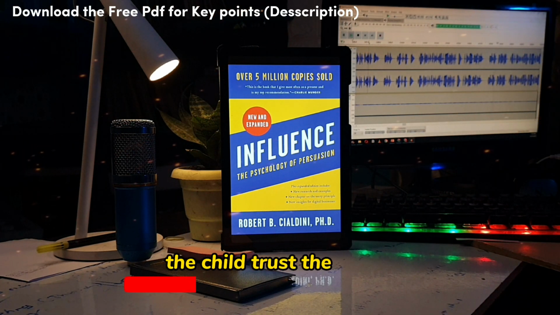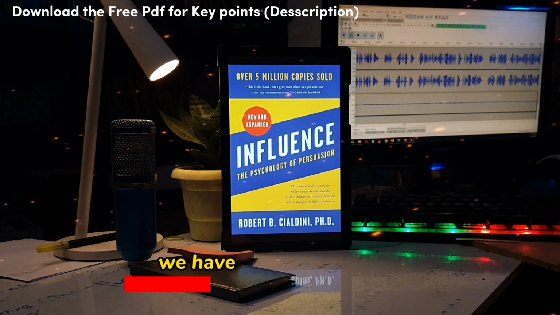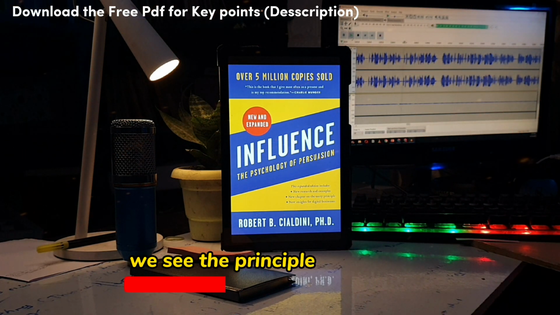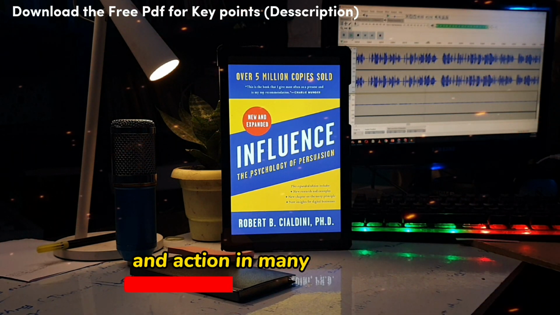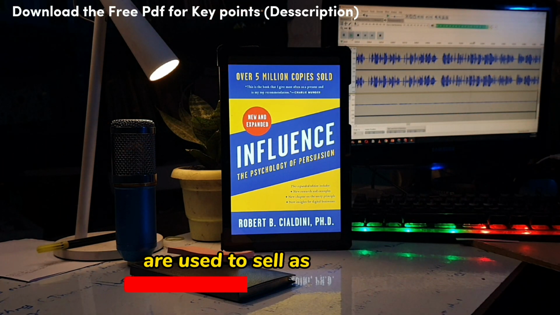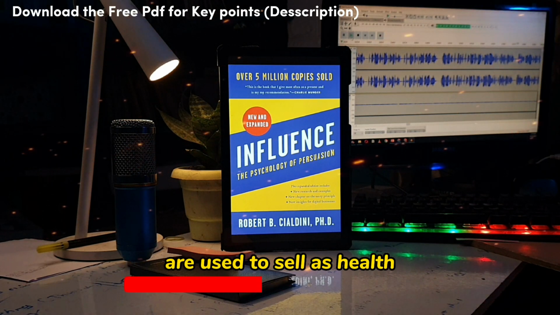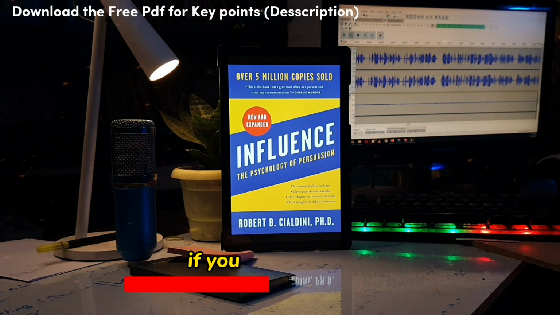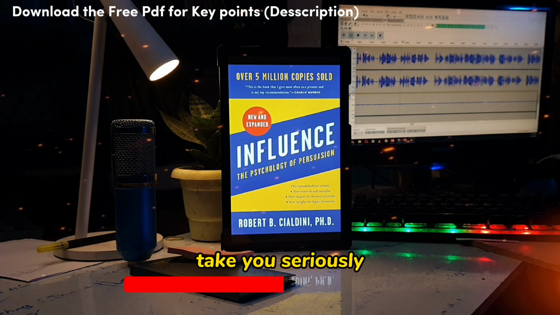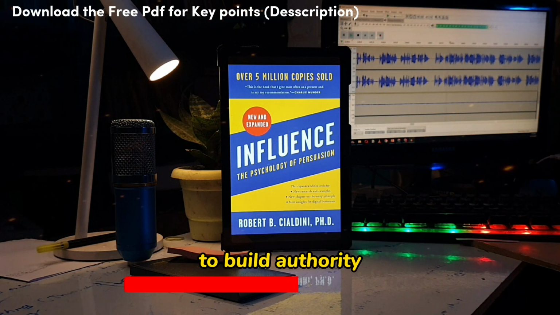The child trusts the adult's reasoning skills and doesn't burn her hand. Since our childhood, we have been conditioned to trust the reasoning of authority figures. We see the principle of authority in action in many walks of life. For instance, dentists in white coats are used to sell us toothpaste, and bodybuilders and athletes are used to sell us health supplements. In your life, if you promote your own brilliance and authority, people will hardly take you seriously. But if others do it, suddenly it becomes easy for you to build authority.